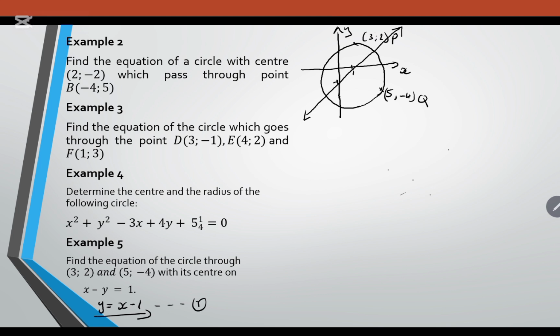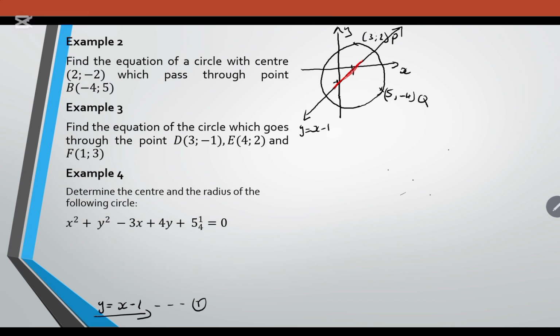So this is the straight line y equals x minus 1. Therefore, we are told that the center point of this circle lies on this straight line, so it lies somewhere along here. I'm going to make the central point here and call that point O.